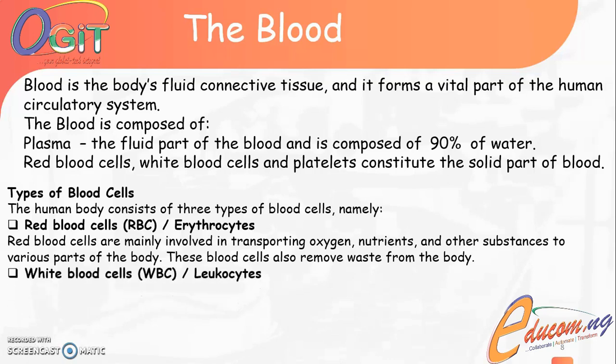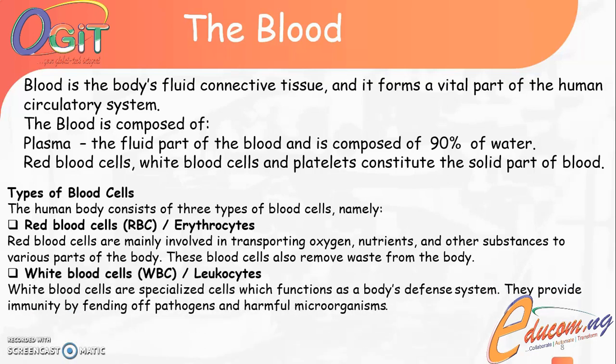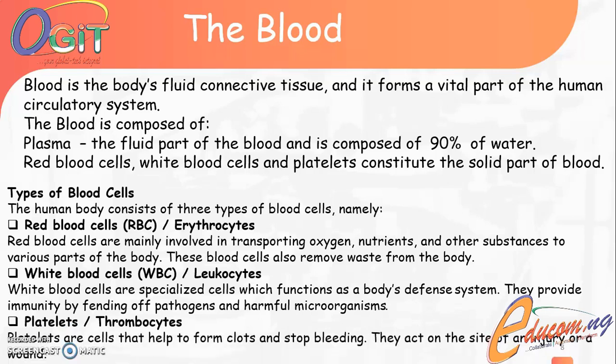White blood cells, also known as leukocytes. The white blood cells are specialized cells which function as the body's defense system. They provide immunity by fending off pathogens and harmful microorganisms. And the last type of blood cells I'll be talking about today are the platelets, thrombocytes. The platelets are cells that help to form clots and stop bleeding. They act on the site of an injury or wound.